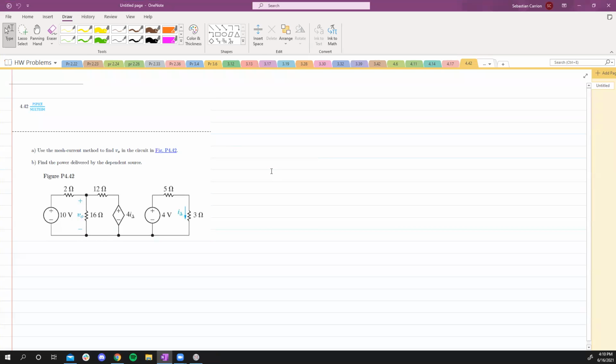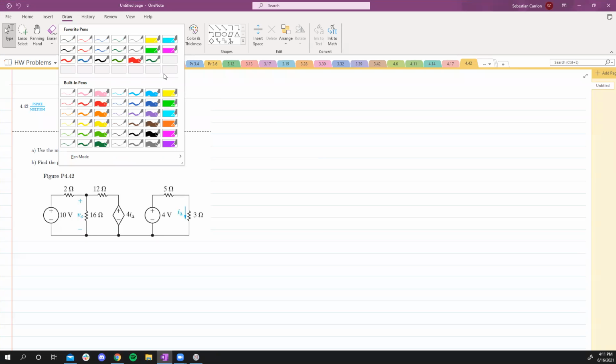Okay, so we got problem 4.42. It says find V naught in the circuit. I'm going to use the universal method to find the answer to this problem. And then it says calculate the power delivered by the dependent source. So we're going to look at this dependent source right here.